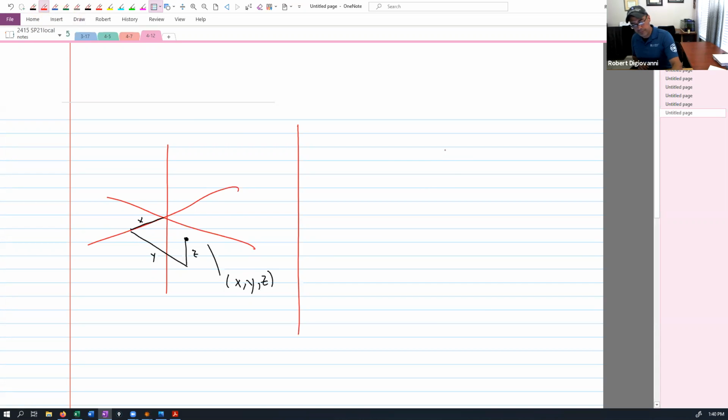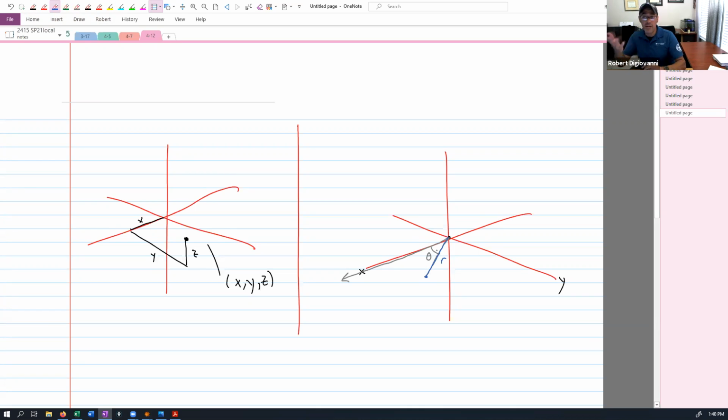We could have another way of looking at that, which would be instead of me saying go out X, Y, Z, I could say start at the origin, and here's X, here's Y. And imagine that you're looking down the X axis, and then I'm going to tell you to rotate by some angle theta. Then you walk out some distance R. And then I give you the Z value, which tells you move up a certain amount Z, and that'll give you some point here. And that's cylindrical.